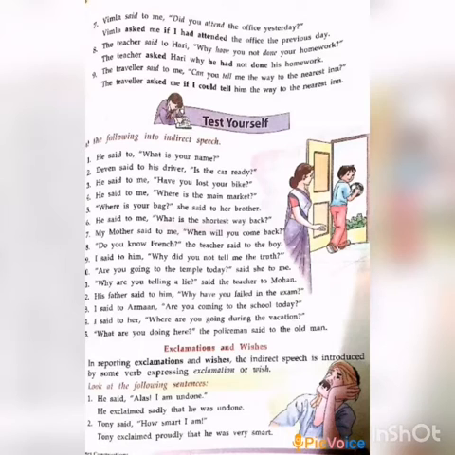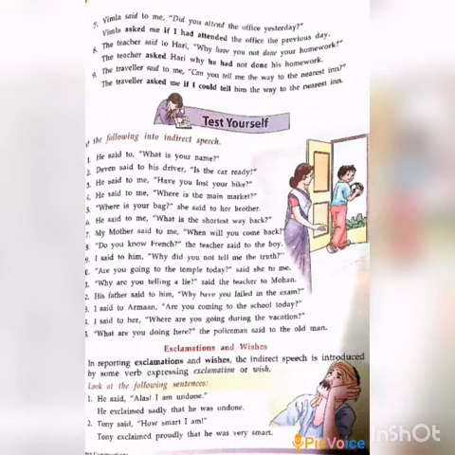And eighth one: the teacher said to Hari, "Why have you not done your homework?" Here the teacher asked Hari. If it begins with a question word, don't use the conjunction. Actually, we should add the conjunction only otherwise. So here it starts with the question word, so no need to add the conjunction. So what is the answer? The teacher asked Hari why he had not done his homework. And ninth one: the traveler said to me, "Can you tell me the way to the nearest inn?" The traveler asked me if I could tell him the way to the nearest inn.